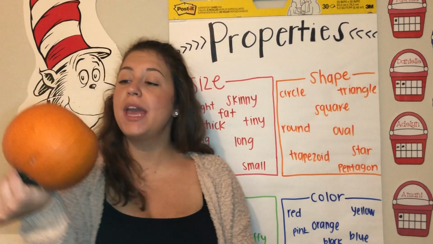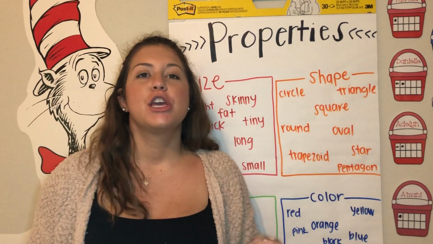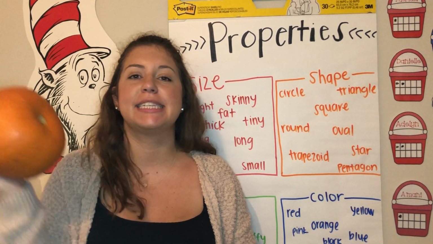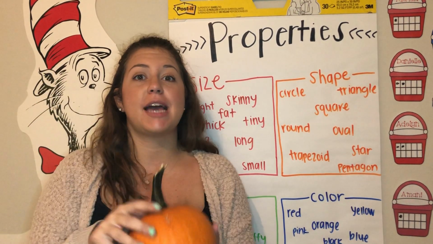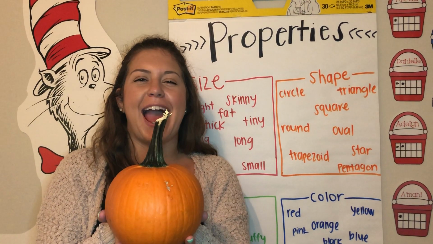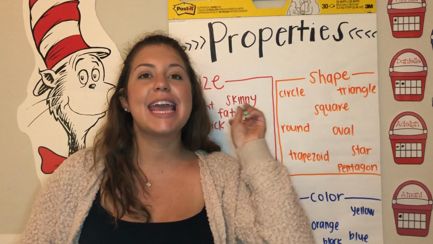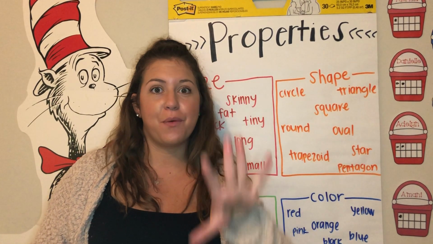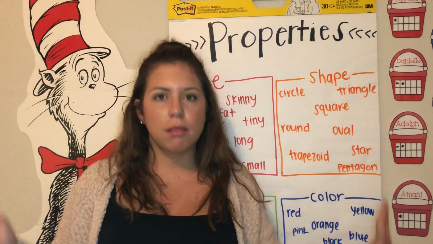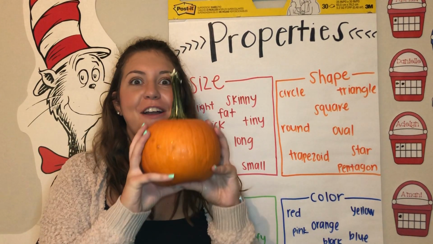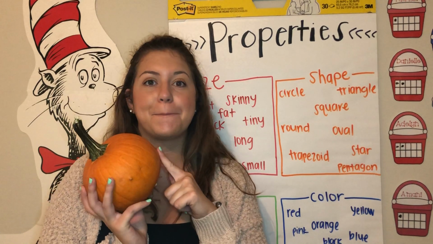All right, you guys, we are going to practice using our observation skills, our five senses, to observe the properties of an object. And the object I have for us to use today is this pumpkin because it is almost Halloween. And I love October. I love Halloween. I think it's so much fun. And so I think it'll be really fun for us to practice using a pumpkin.